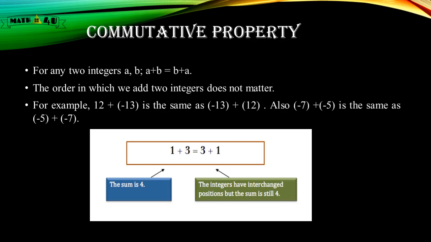Commutative property. For any two integers a and b, a + b is equal to b + a. The order in which we add two integers does not matter. 1 + 3 is equal to 3 + 1.